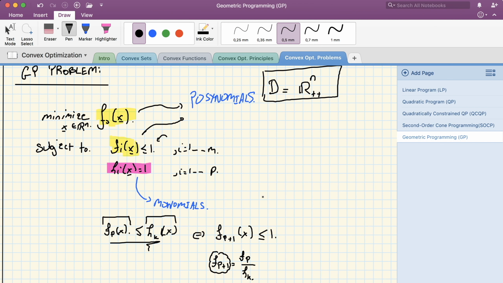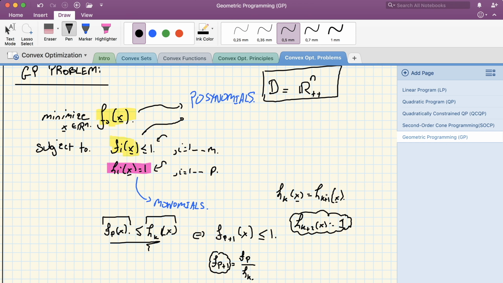Likewise, if you see two polynomials equal to each other, that is, hk of x is equal to hk plus 1 of x, it's not in the generic form of a GP, but could be transformed to a constraint that looks like this. How? You just divide by hk plus 1 on both sides. You get an hk plus 2 of x, which is hk over hk plus 1, equal to 1. And this is now one of the generic constraints of a GP problem. Why? Because the division of two monomials is again a monomial.